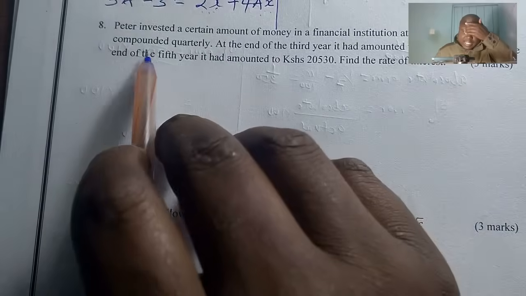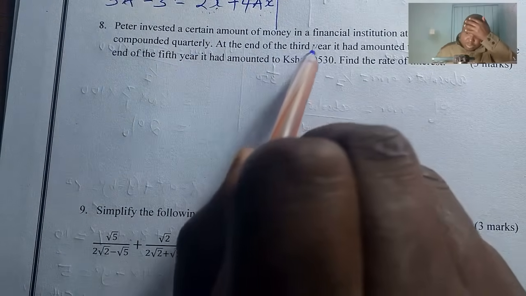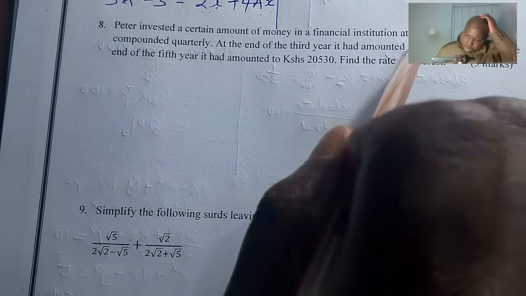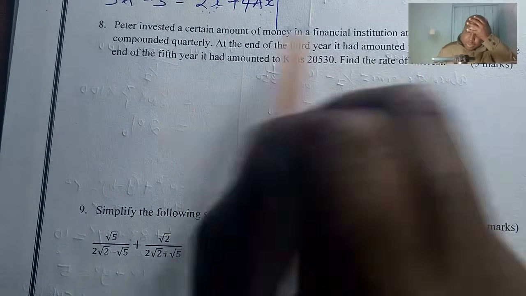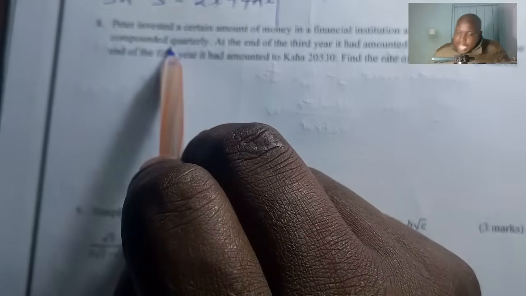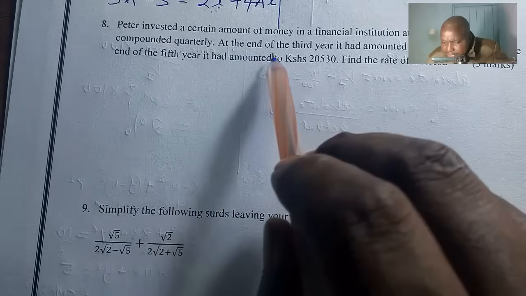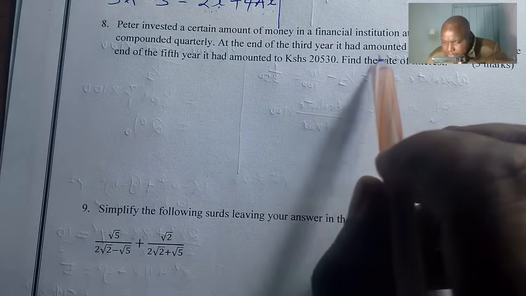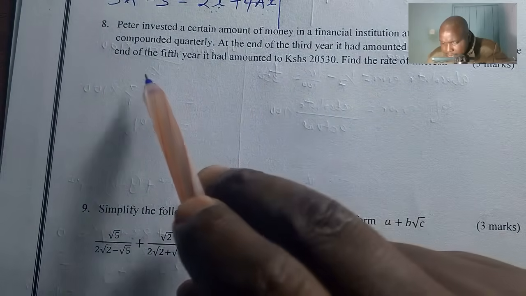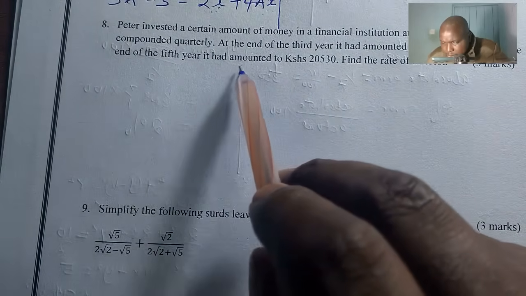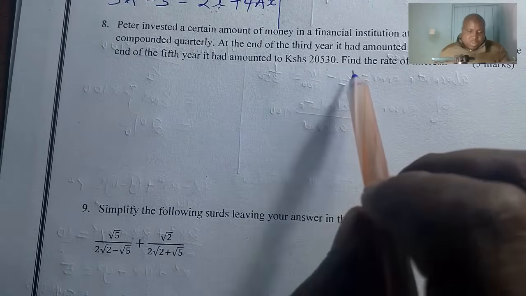Peter invested a certain amount of money in a financial institution at a compound interest, compounded quarterly. At the end of the third year, it had amounted to this, and by the end of the 5th year, it had amounted to this. Find the rate of interest.